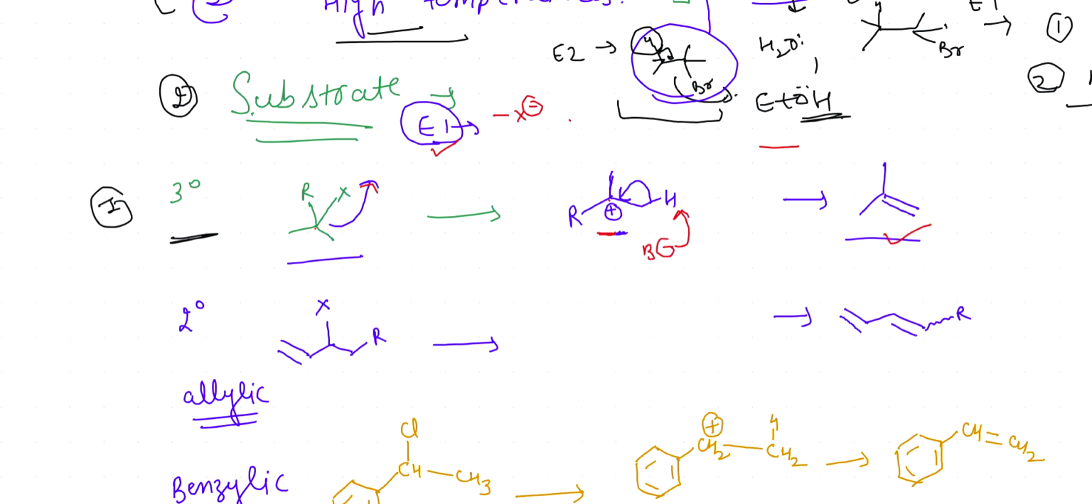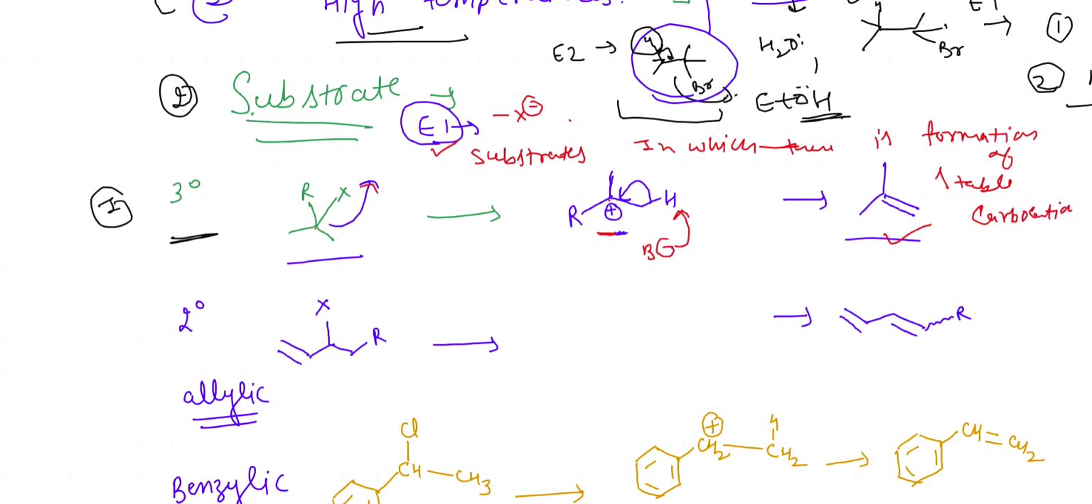So here we can summarize that substrates in which there is formation of stable carbocation, only those reactions will proceed via E1 mechanism.